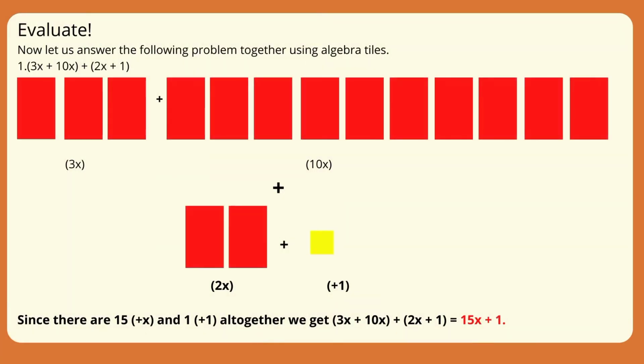Now, let us evaluate your learnings by answering these examples. In number 1, we have 3x plus 10x plus 2x plus 1. Since there are 15 positive x and 1 positive 1, altogether 3x plus 10x plus 2x plus 1 is equal to positive 15x plus 1.